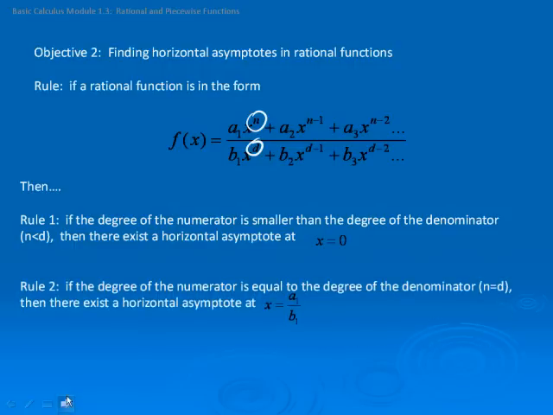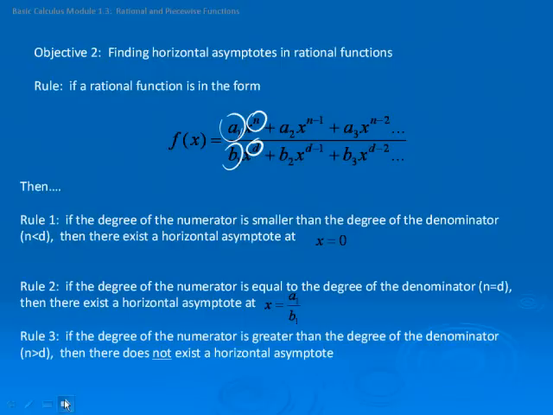Second rule, if the degree of the numerator, little n, is equal to the degree of the denominator, then we take the coefficients, a1 and b1. We put the numerator's coefficient over the denominator's coefficient, and that's where our horizontal asymptote is. And the last rule is, if the degree of the numerator is greater than the degree of the denominator, then a horizontal asymptote does not exist.